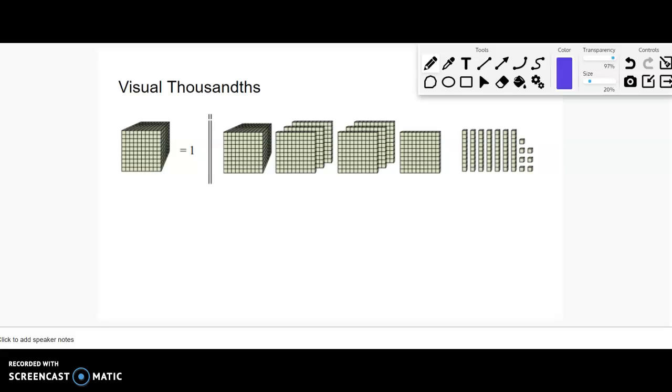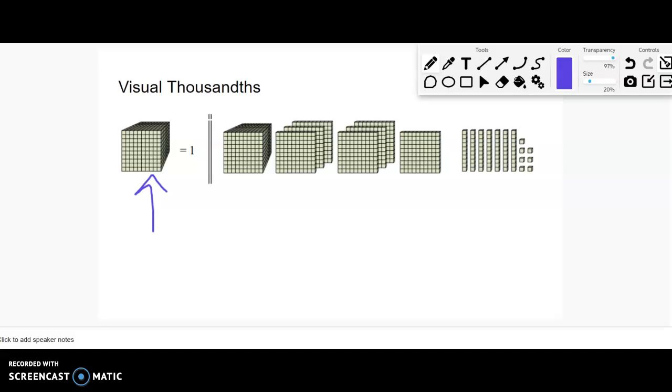Okie dokie. Now that we've looked at thousandths as far as their place, I do want to show you a visual picture of what thousandths looks like. Before, we were talking about this as the whole, right? We split it into 100 pieces or 10 pieces. You don't have to draw that. But now we're talking about this is our whole.